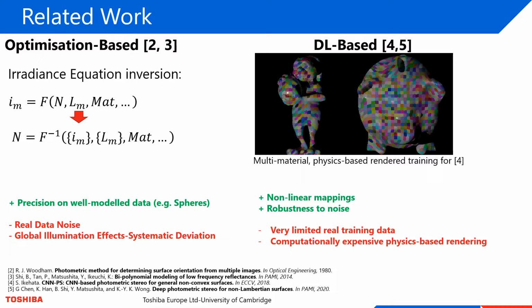The second category is using deep learning methods to learn the image to normal mapping. The advantage of deep learning is the ability to approximate highly complicated mappings as well as being robust to real data noise. The main challenge for deep learning is the very limited availability of real data, making training on synthetic data a necessity. However, physics-based synthetic rendering is slow, and a large number of images need to be rendered to sample the possible light, normal, material configurations. These limitations can be circumvented using multi-material rendering, such as in Ikehata's work, which sacrifices realism and widens the synthetic to real gap.